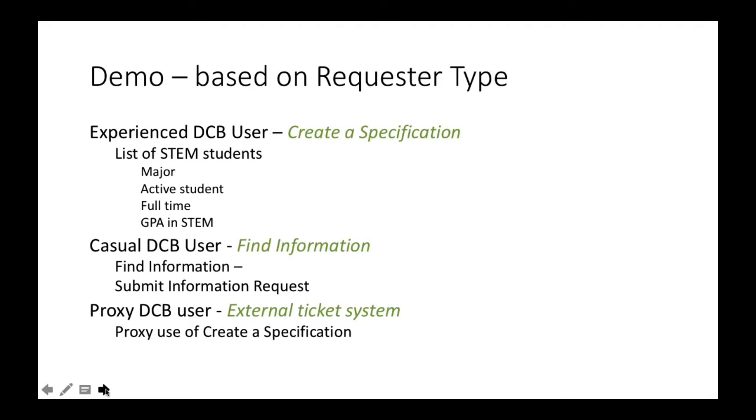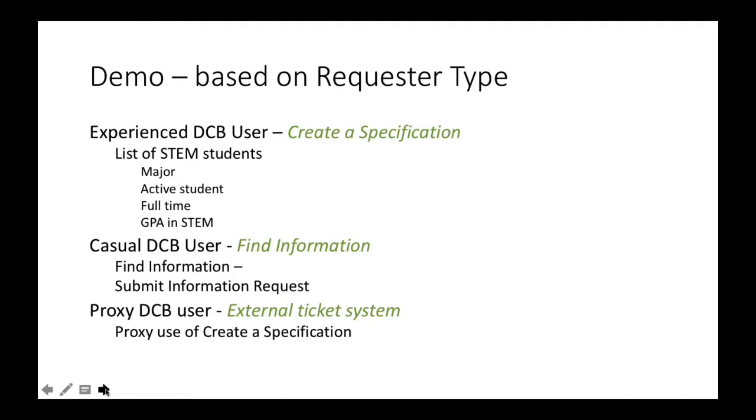So this demo that I'm going to show, as I said, has 3 different user types. One is the experienced Data Cookbook user, and they're going to use a path that I call create a specification. Then a casual Data Cookbook user, they're going to use an easier path called find information. Then the last requester type is the proxy Data Cookbook user, and that's an environment where there is an external ticketing system, request system that may be in place, and you want to use the Data Cookbook as a companion to that pre-existing ticketing system.